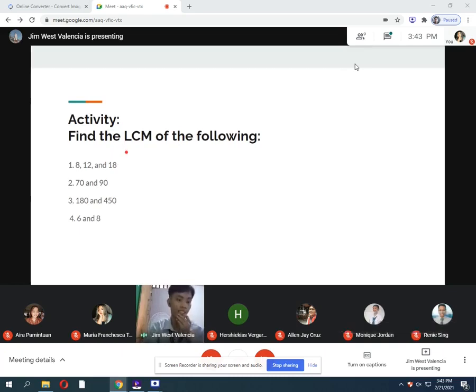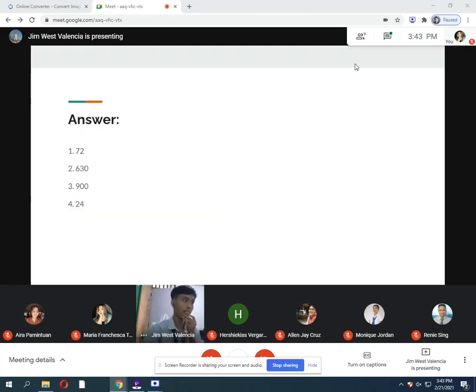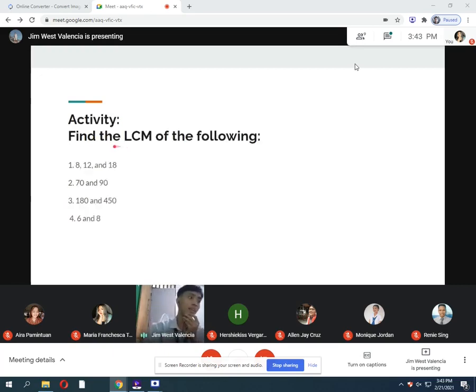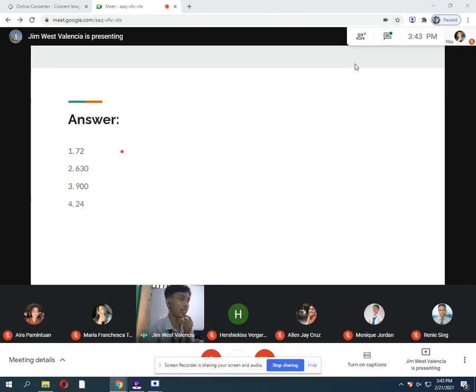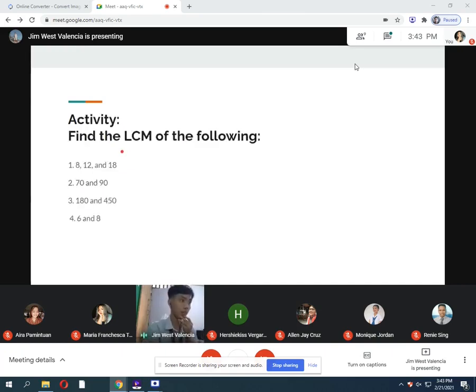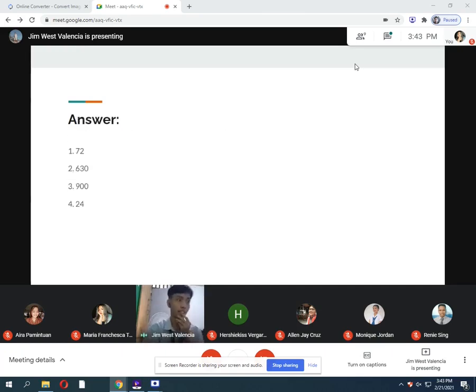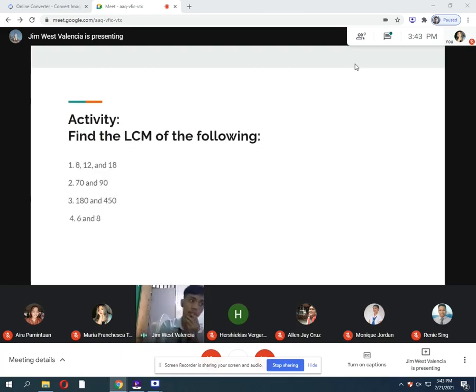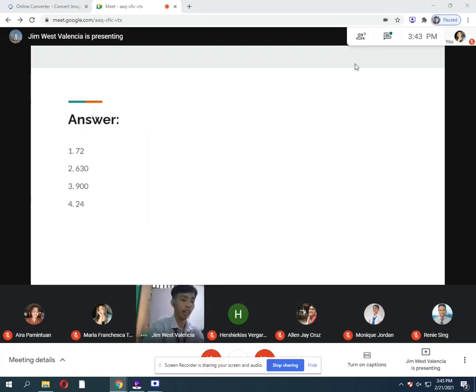Check natin kung tama yung sagot nyo. Most of you got the correct answer. Number 1, the LCM of 8, 12, and 18 is 72. Number 2, the LCM of 70 and 90 is 630. Number 3, the LCM of 180 and 450 is 900, and the last, the LCM of 6 and 8 is 24.